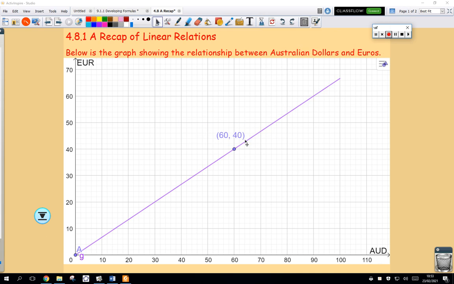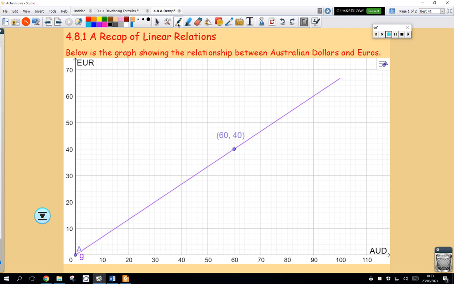So in this lesson I want to look at recapping some of the things we've looked at in this section on linear relations, and just looking at a few places they might crop up. So here we have a graph showing the relationship between Australian dollars and euros.